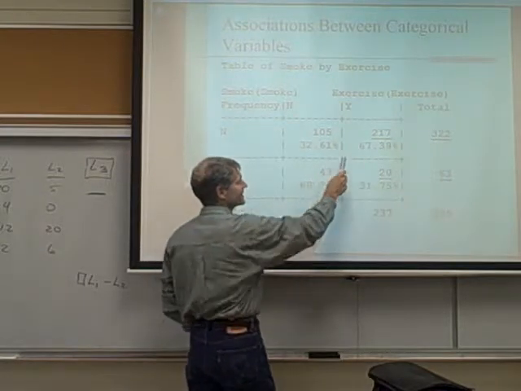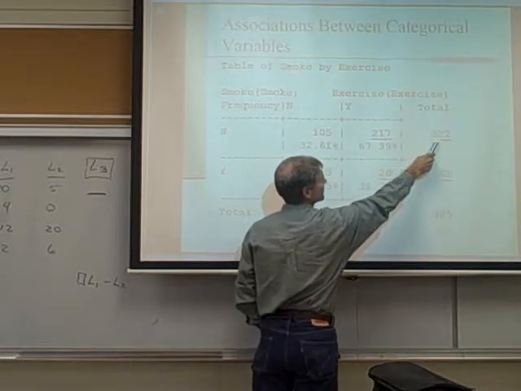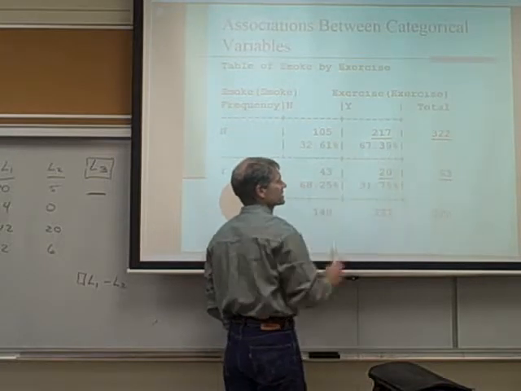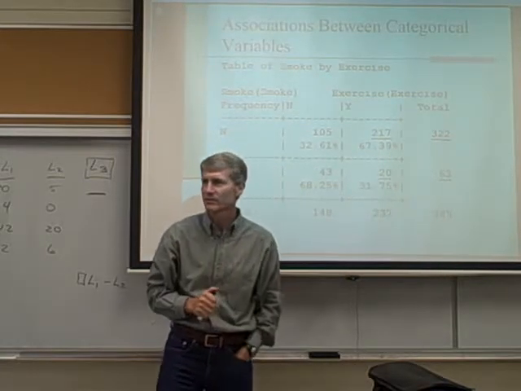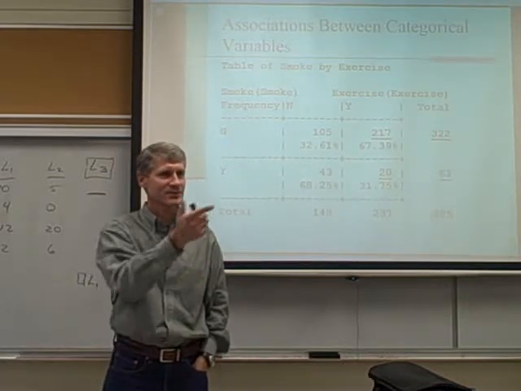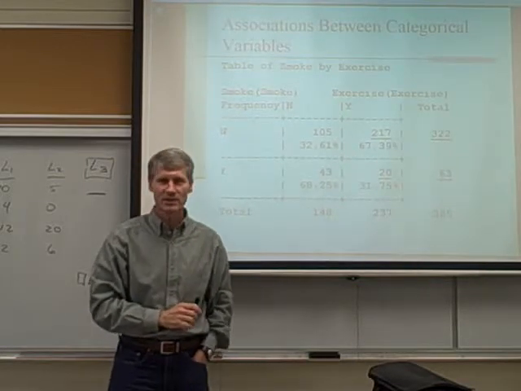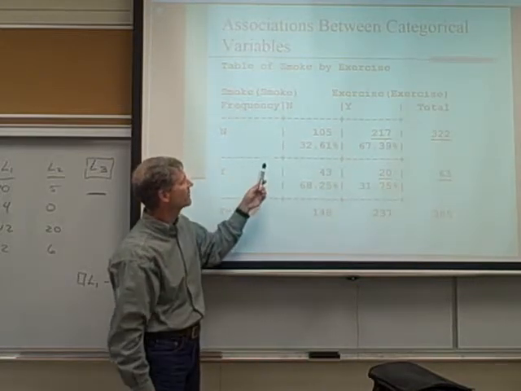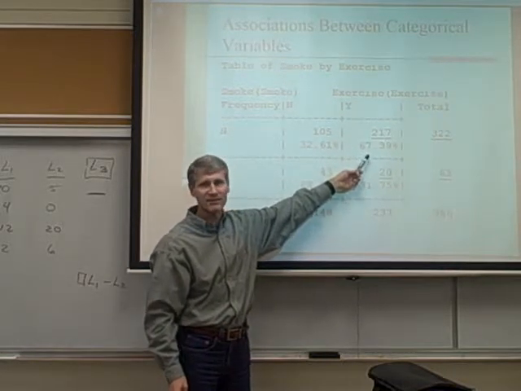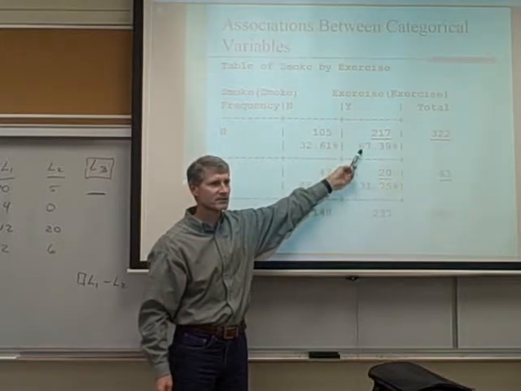Taking the 217 divided by the total. Okay, good. 217 divided by 322 is 0.6739, which as a percent is 67.39. What is that called? Because I may ask you to do this, and you have to know what I'm asking. Conditional proportion. So the conditional proportion of exercisers among non-smokers is 67%. 2/3 of the non-smokers said they exercise.